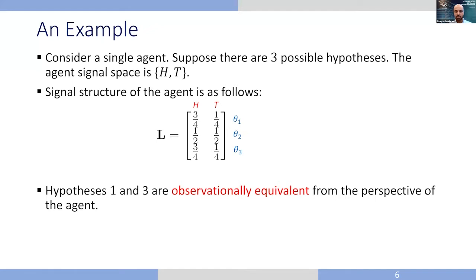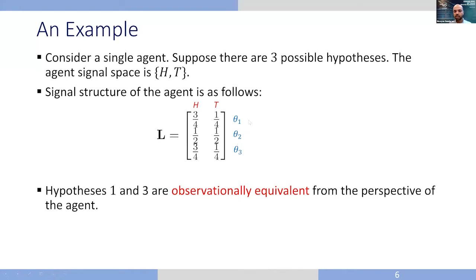Here's a simple example for us to wrap our heads around. Suppose that you have a single agent. Let's not even worry about multiple agents for a second. Let's just establish some basic limitations and terminology. Suppose that you have three possible states of the world: theta 1, theta 2, or theta 3. We don't know which one of those three is true. And suppose the signals that the agent sees are just coin flips, heads and tails. And suppose that the signal structure of the agent is given by this matrix here.